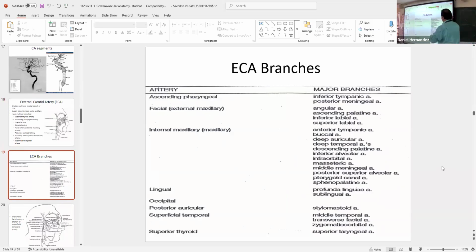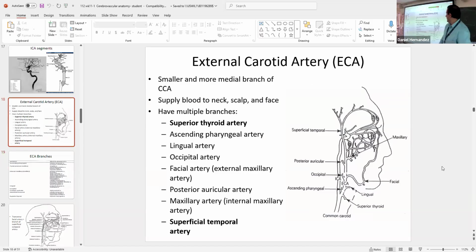You don't have to go crazy memorizing all of these, but these major branches of the ECA do have further smaller branches that extend out. And we're going to see in a moment that these smaller branches of the ECA have anastomoses and connections with the ICA. So ECA and ICA, though independent, have anastomoses and collateral pathways between them.